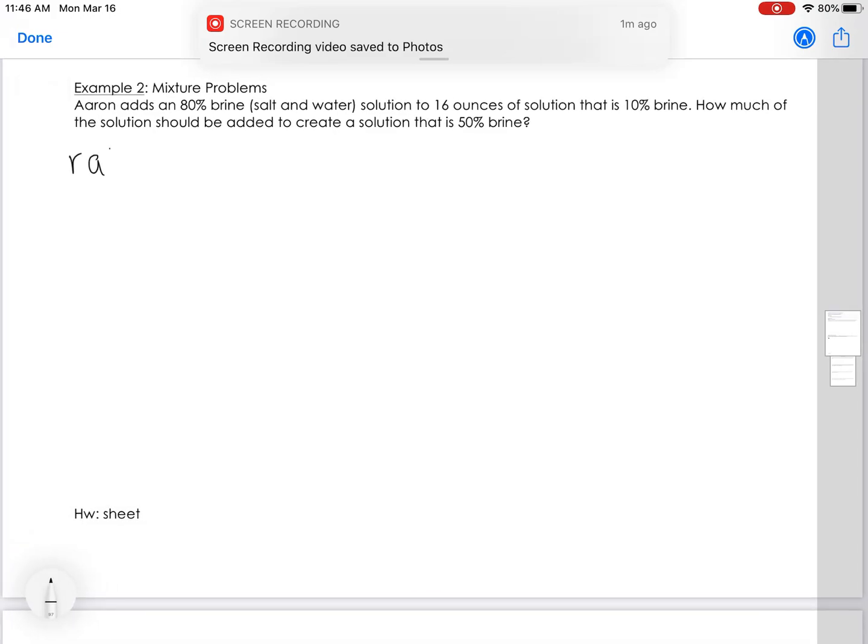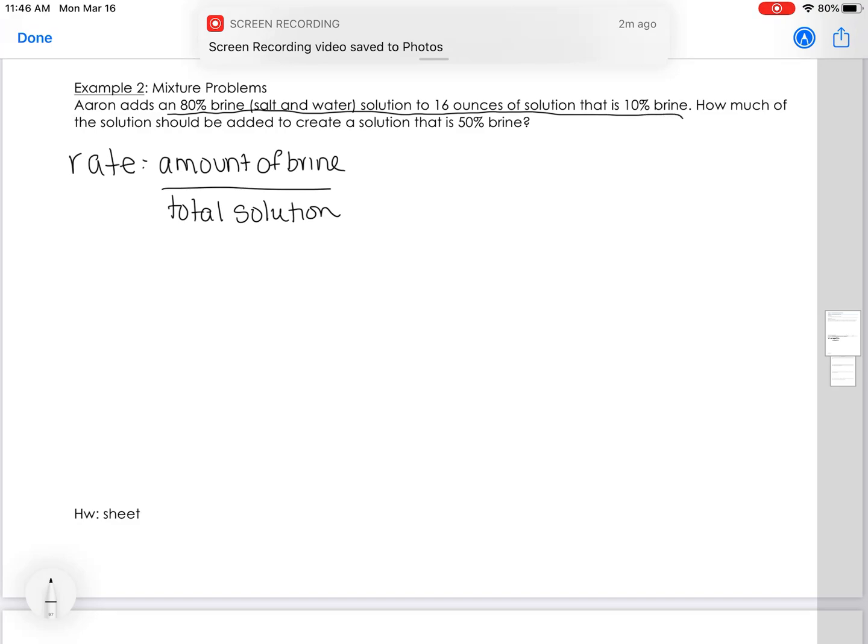So we got to talk about rates here. When we talk about rates, the rate is sort of the amount of brine that we're talking about over the total solution that we're talking about. So if we look at the first sentence right here, we've got 80% brine solution to 16 ounces of solution that is 10% brine. So that's a lot of stuff. The amount of brine that we're working with would be our 16 ounces times 0.10 for the 10%, and that gets us about 1.6. So that is the amount of brine that we're working with.